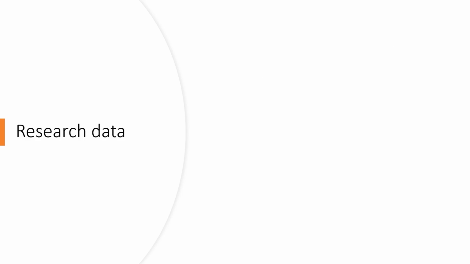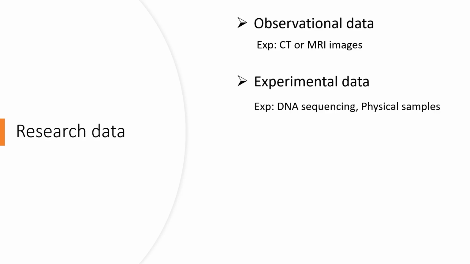Data is crucial in research because it is used to validate original findings. We have four types of data in research. First, observational data, which are collected by observing and recording events or behavior. In the medical field, for example, we have CT or MRI image data. We also have experimental data, which are produced by a measurement and are often reproducible. For example, in the genomic field, we have DNA sequencing.